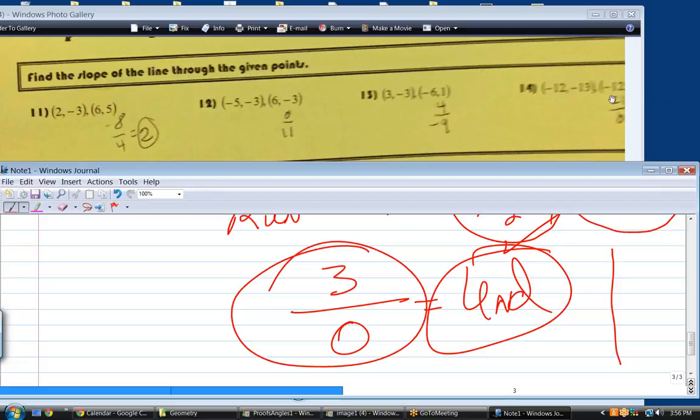And apparently the top was 21, but like I said, I don't really care what the top is. If I'm dividing by 0, I have a vertical slope.